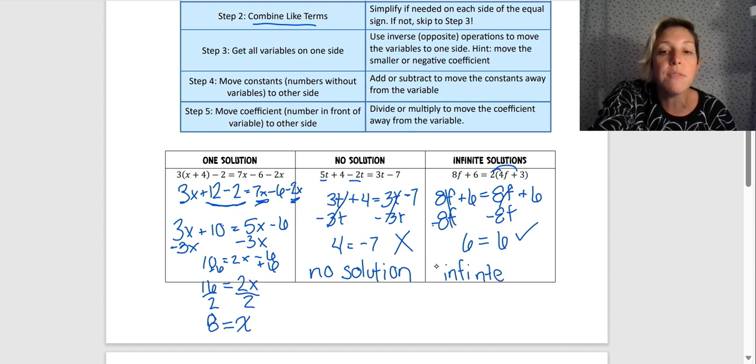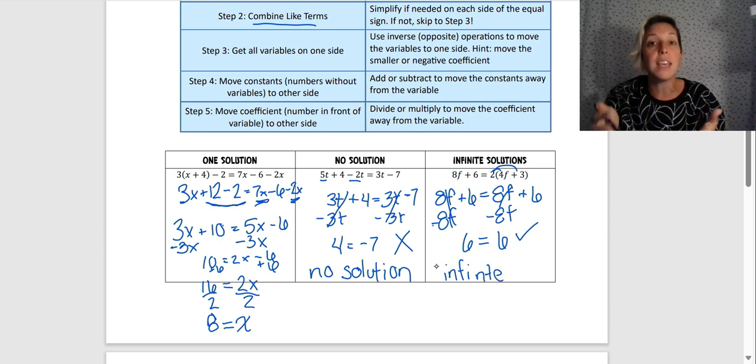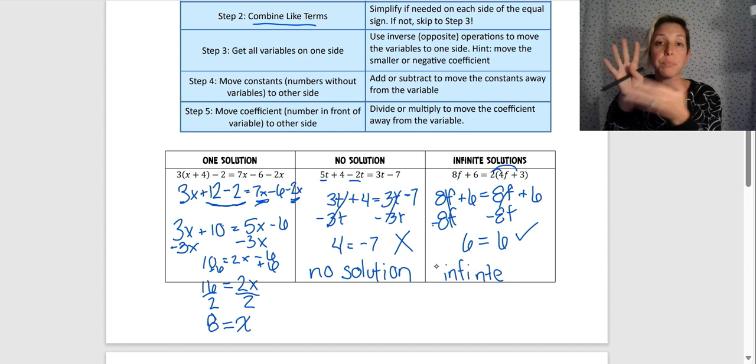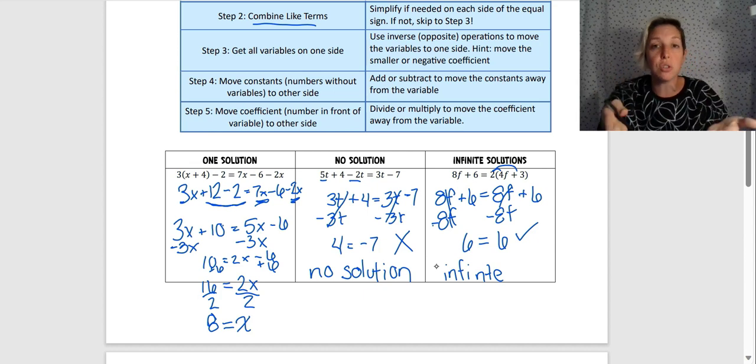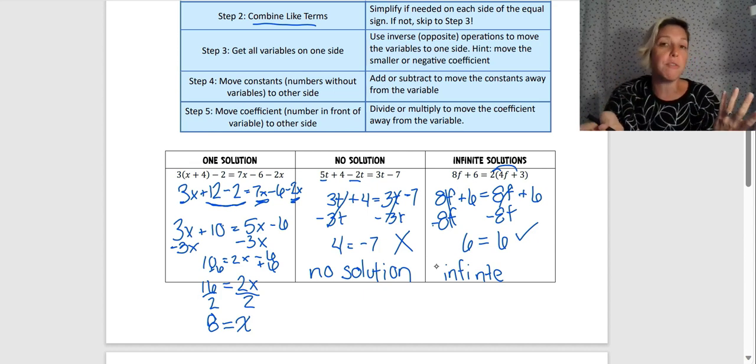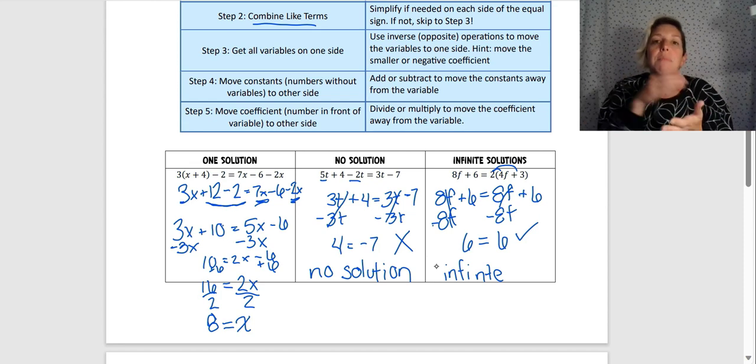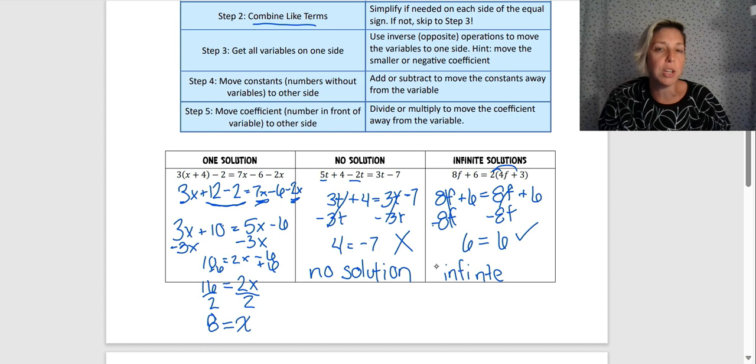So you may have a test question that gives you an equation to solve, and instead of having answers, it will say, does this equation have one solution, no solution, or infinite solutions? You need to solve it and then figure it out from there. If you actually get a number, it's one solution. If you get something that's not equal, no solution. And if you get two numbers, no variables, then it's infinite.